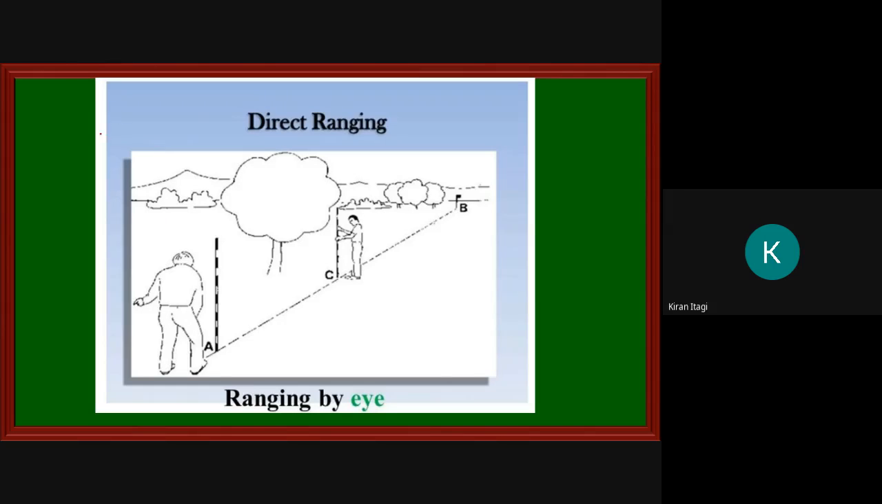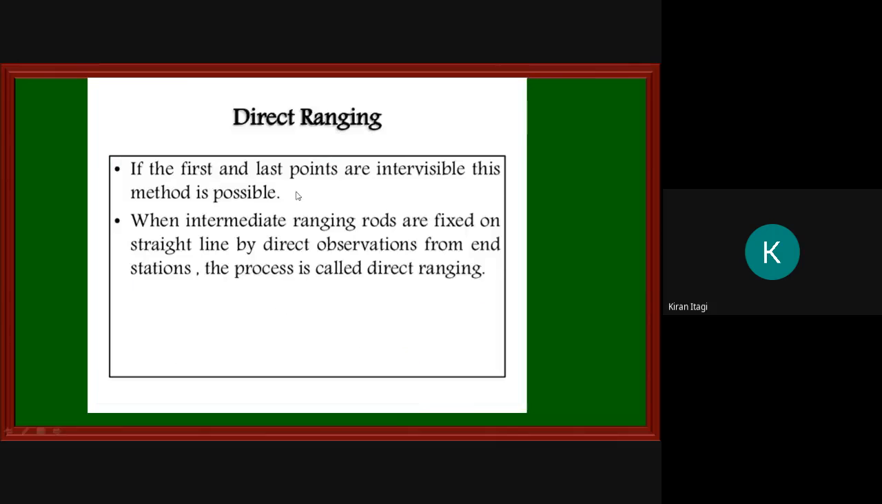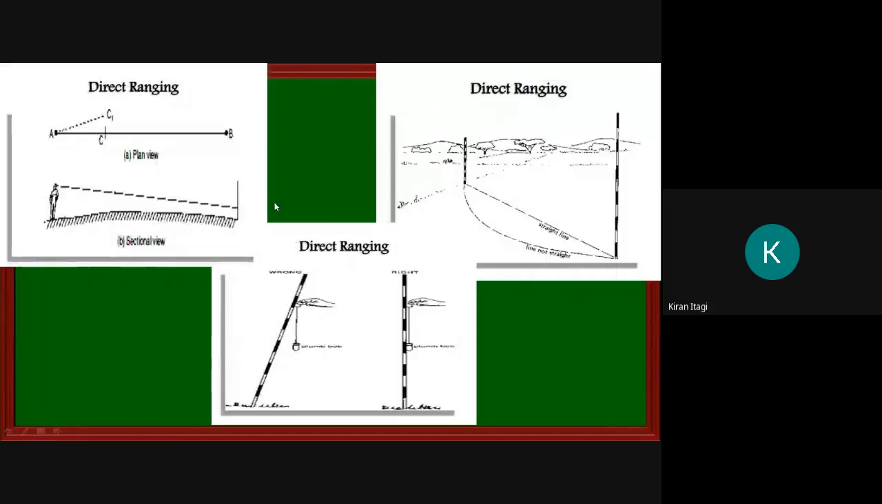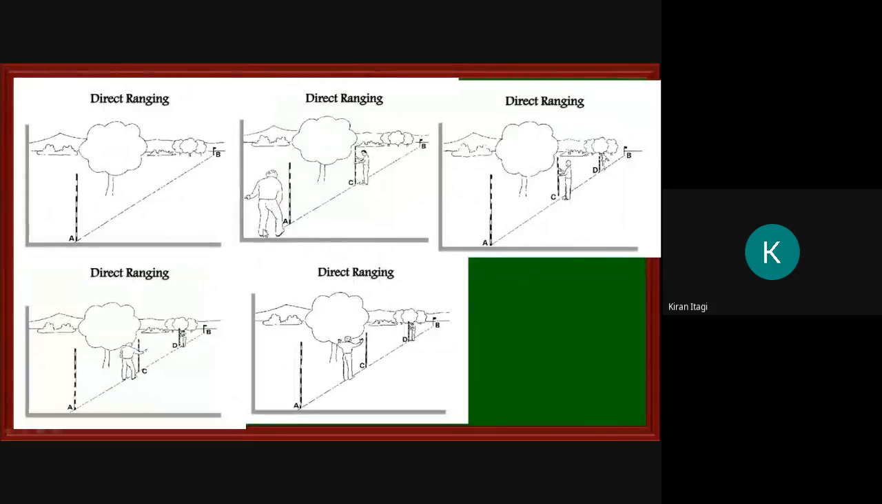So we were seeing in last class about ranging. Here we have two types of ranging: one is direct ranging, another one is indirect ranging. Ranging can be done by using eye or by line ranger. In last class we have seen about the direct ranging and also these are some of the procedures.